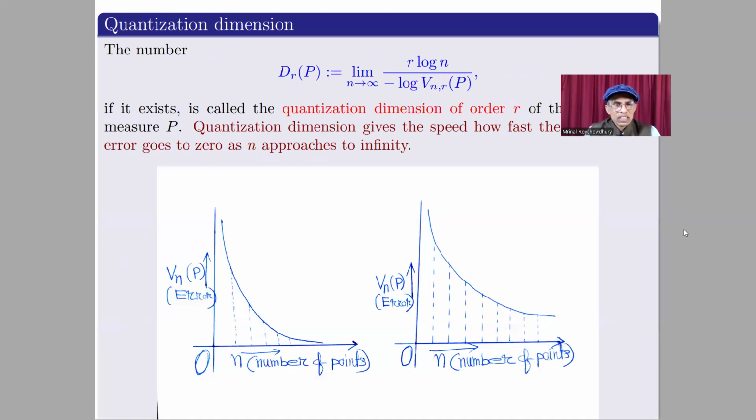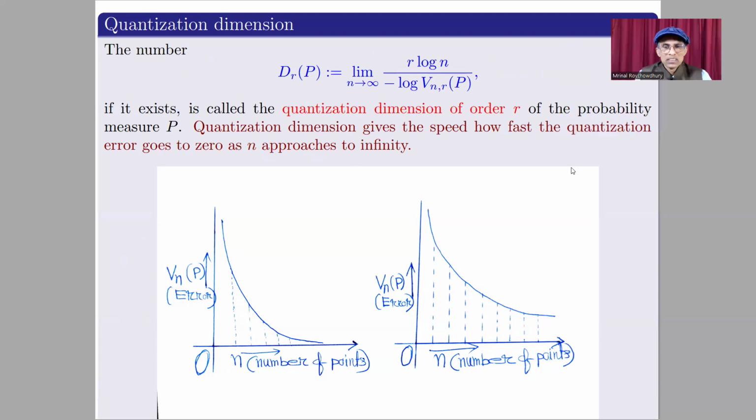Now, what is quantization dimension? You understood that when you represent a large set of values by a small number of points, and if you increase the number of points, then the quantization error will decrease. So this is the error curve, and this is the number of points. As the number of points increases, the error decreases. Here also the error decreases. So what is quantization dimension? Quantization dimension gives you the speed, how fast the error is decreasing. Here the error is decreasing slowly. So this is the expression for quantization dimension of order r: r log n over minus log V_{n,r}(P). If it exists, it's called the quantization dimension of order r of the probability measure P. Quantization dimension gives the speed, how fast the quantization error goes to 0 as n approaches infinity.